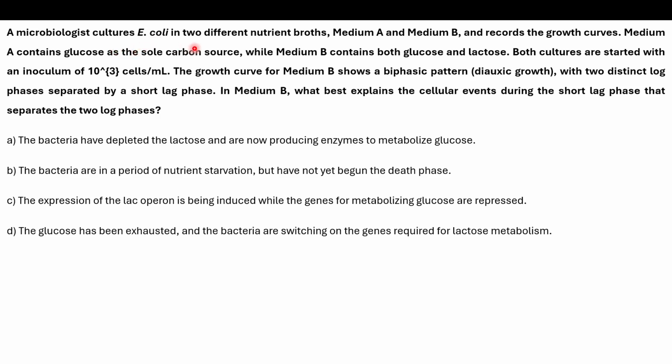A microbiologist cultures E. coli in two different nutrient broths, medium A and medium B, and records the growth curves. Medium A contains glucose as the sole carbon source, while medium B contains both glucose and lactose. Both cultures are started with an inoculum of 10 to the power 3 cells per ml. The growth curve for medium B shows a biphasic pattern, diauxic growth, with two distinct log phases separated by a short lag phase. What best explains the cellular events during the short lag phase that separates the two exponential phases?